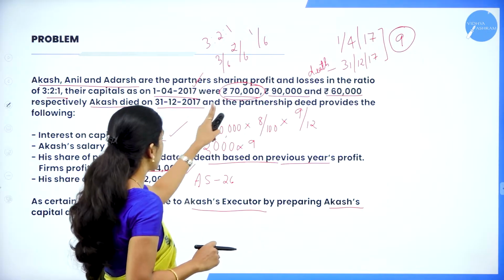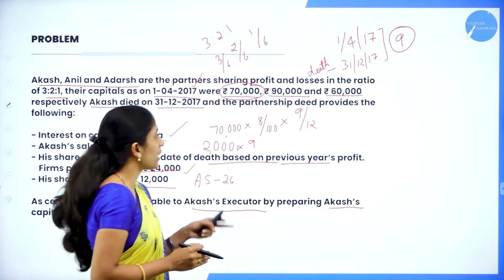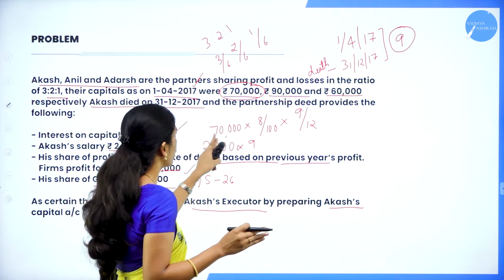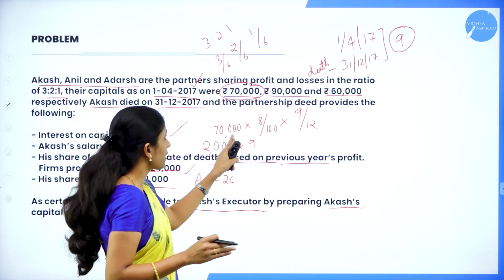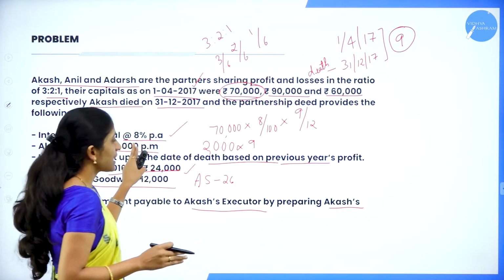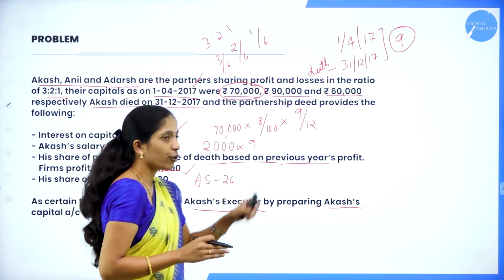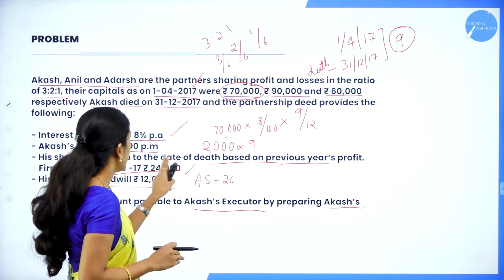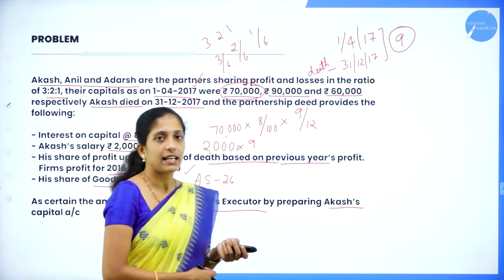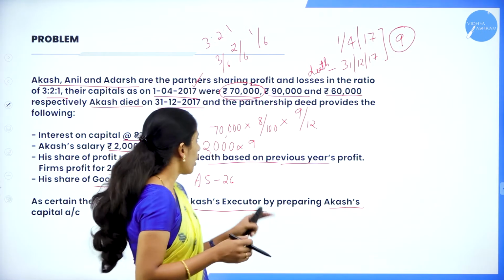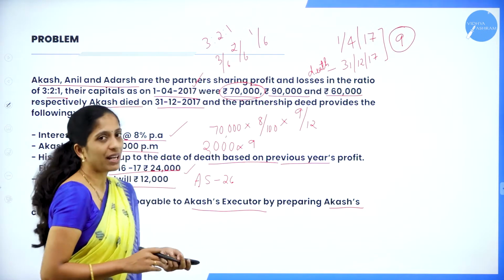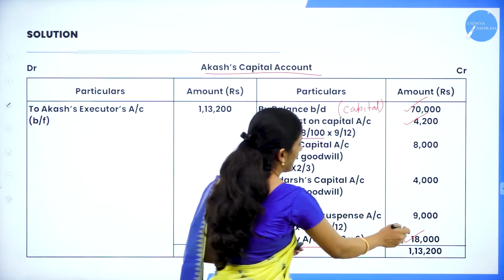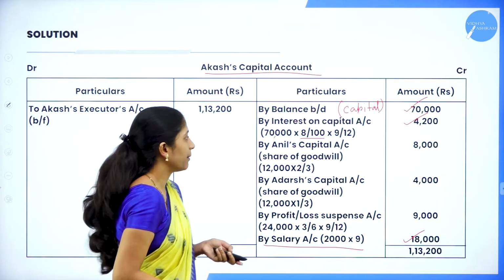Now, clear about this? First we have taken the capital as by balance brought down. Next, interest on capital. Interest on capital I have already told you. We know the capital 70,000 into 8% is the interest, into for how many months he was there in the business? 9 months. So, 9 divided by 12. Next, we have to calculate the salary by salary account. So, how much have they given? 2,000 per month. So, 2,000 into for how many months he was there in the business? 9 months. So, it is 18,000.